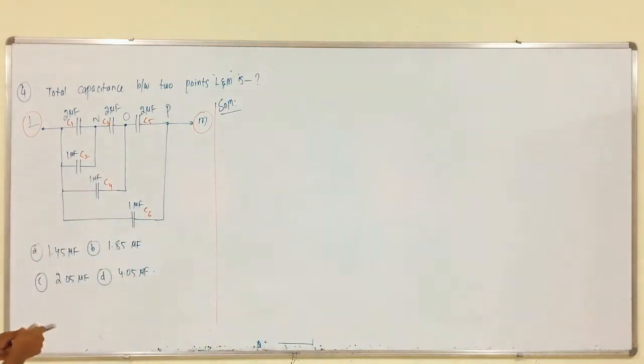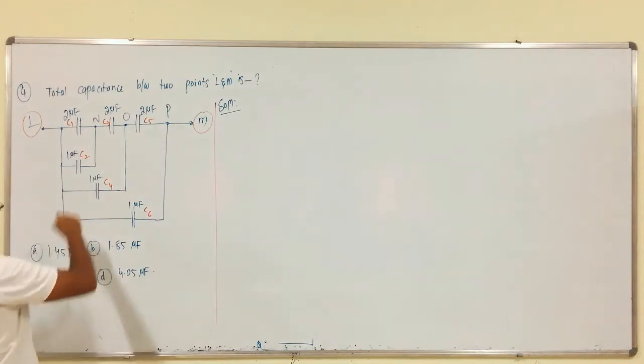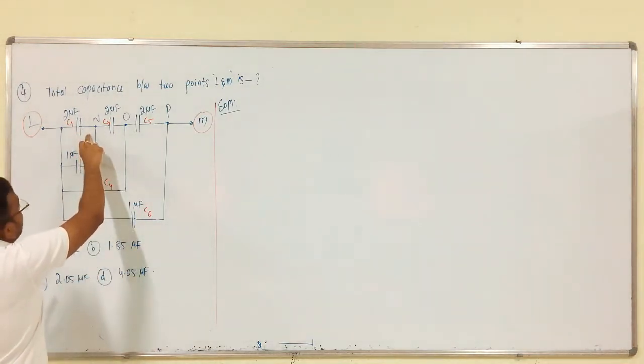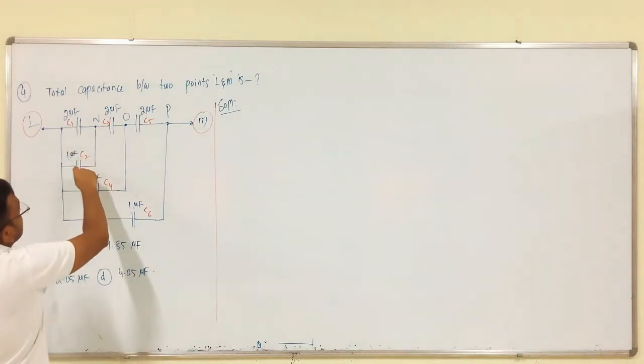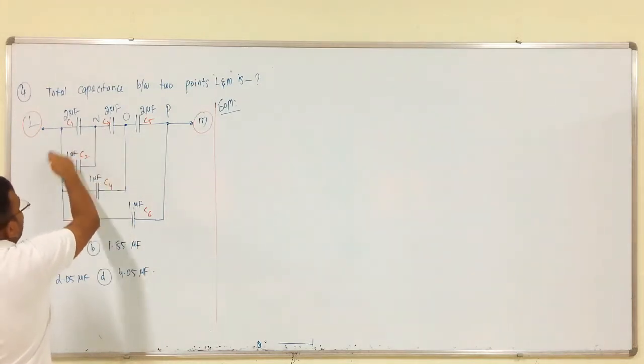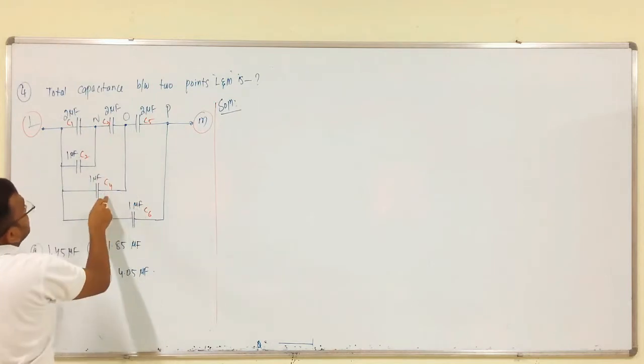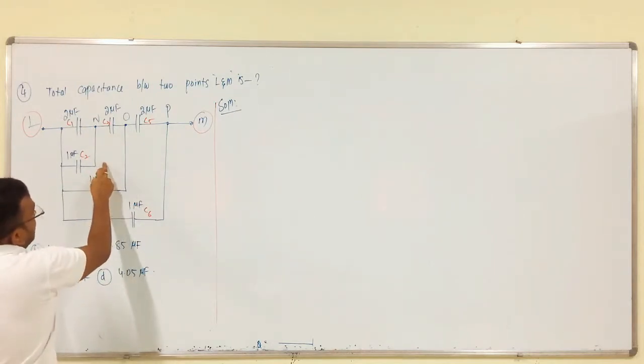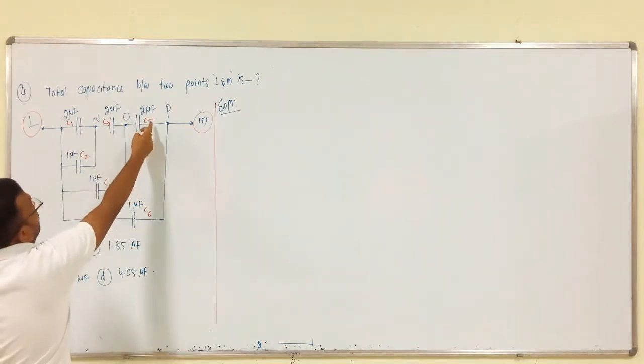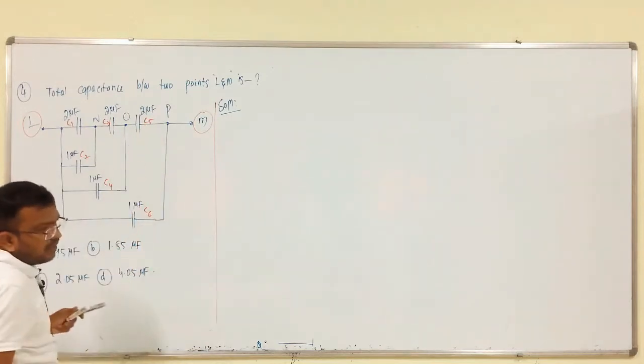First we have to start reducing the circuit between these two. This combination is connected in parallel, then this whole combination is connected in series with C3, the whole combination is connected in parallel with C4, the whole combination is connected in series with C5, then the whole combination is parallel with C6, then the answer.